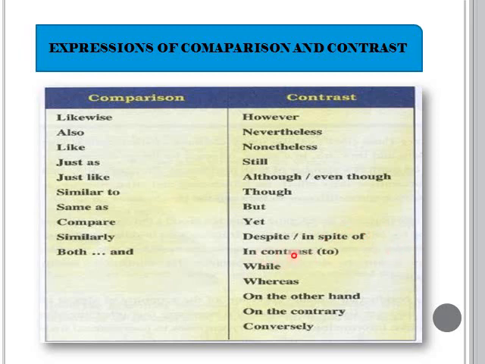Right. In contrast to, while, whereas. On the other hand: when we have two paragraphs we say on the one hand, on the other hand. Right. On the contrary, conversely, in turn. We will need these expressions when we make a contrast.